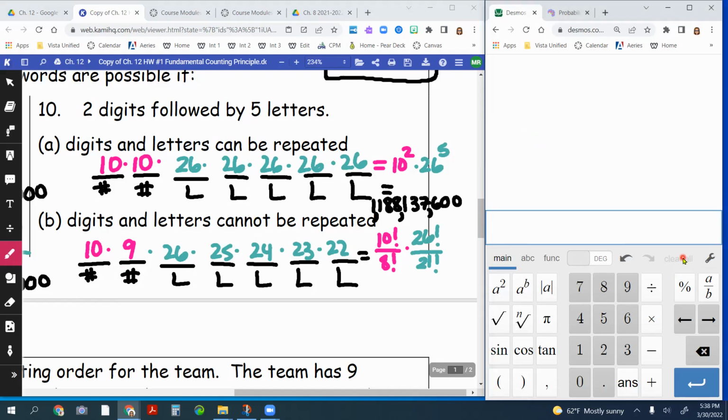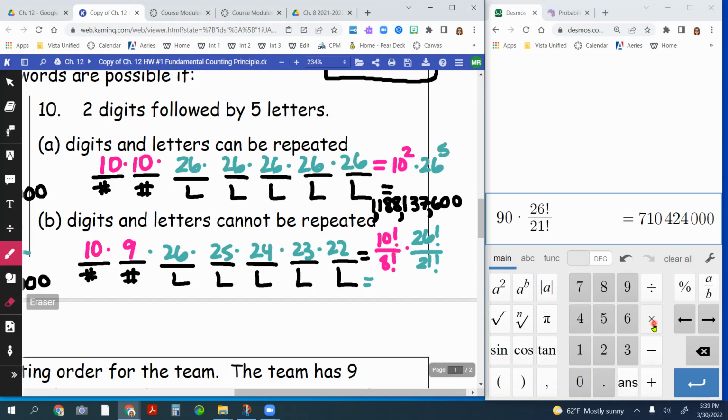Okay. So basically I'm going to have 10 times 9 is 90 times 26 factorial over 21 factorial. And I end up with, for this answer, 7104240000. So I end up with 710,424,000.